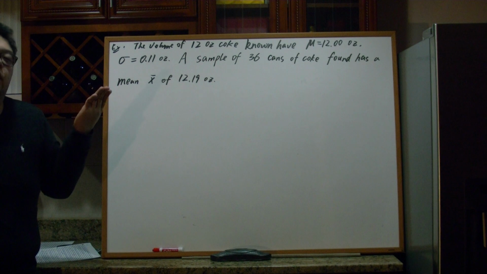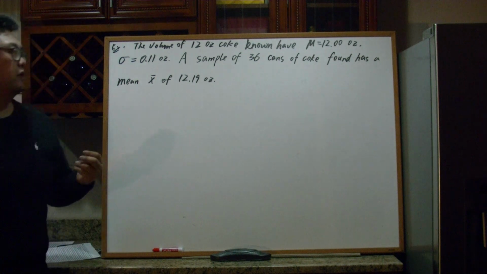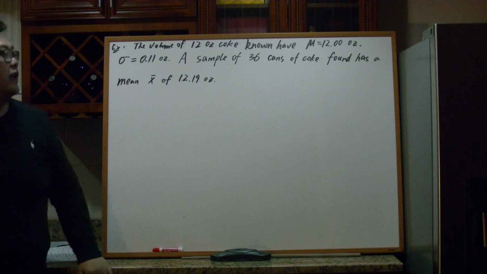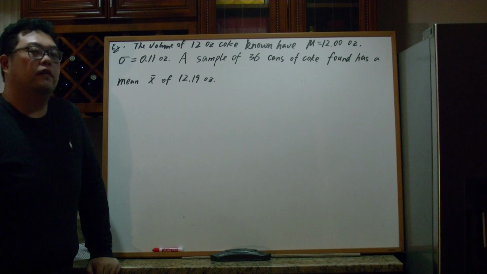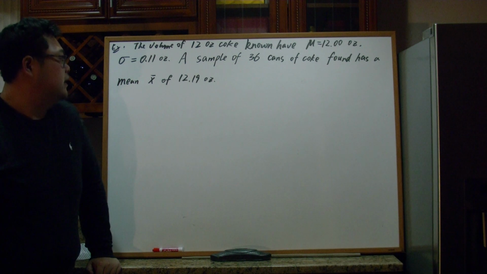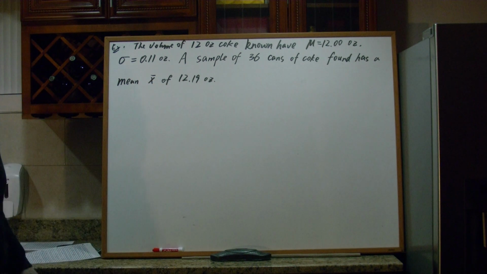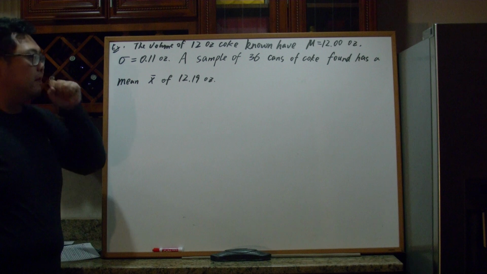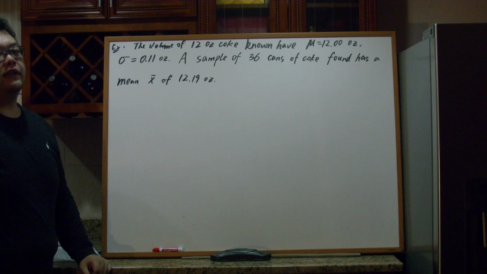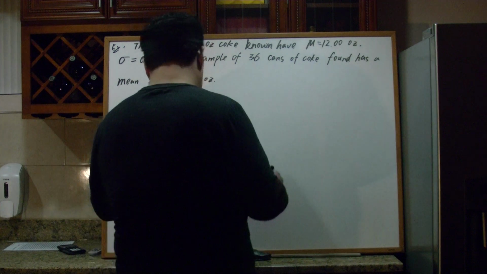If the machine is set to 12 ounce as it's supposed to be, and the machine actually follows that original setting, is that possible, or is that usual, to get 12.19 ounce? If it's unusual, we may say there is some trouble with the setting of the machine. Something could be wrong with the machine.